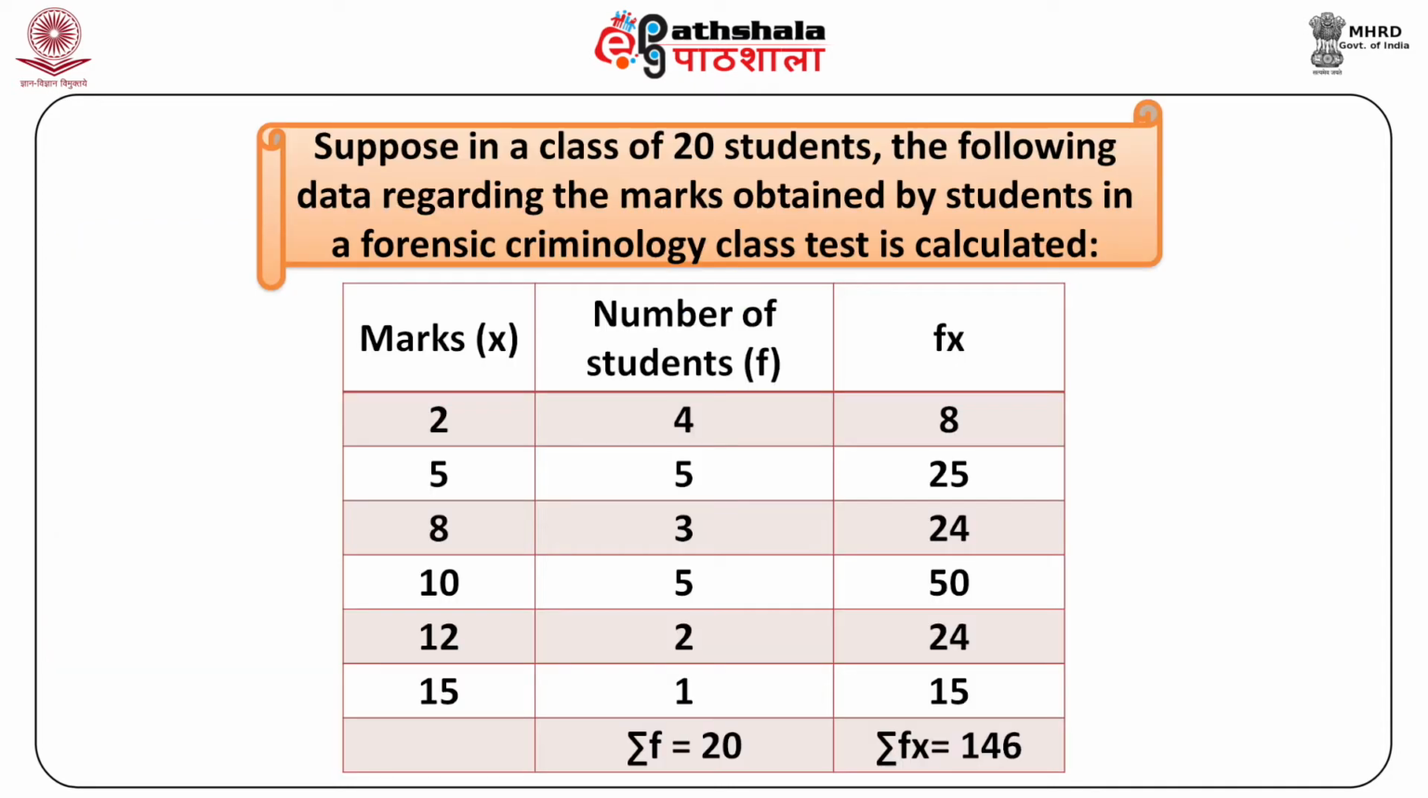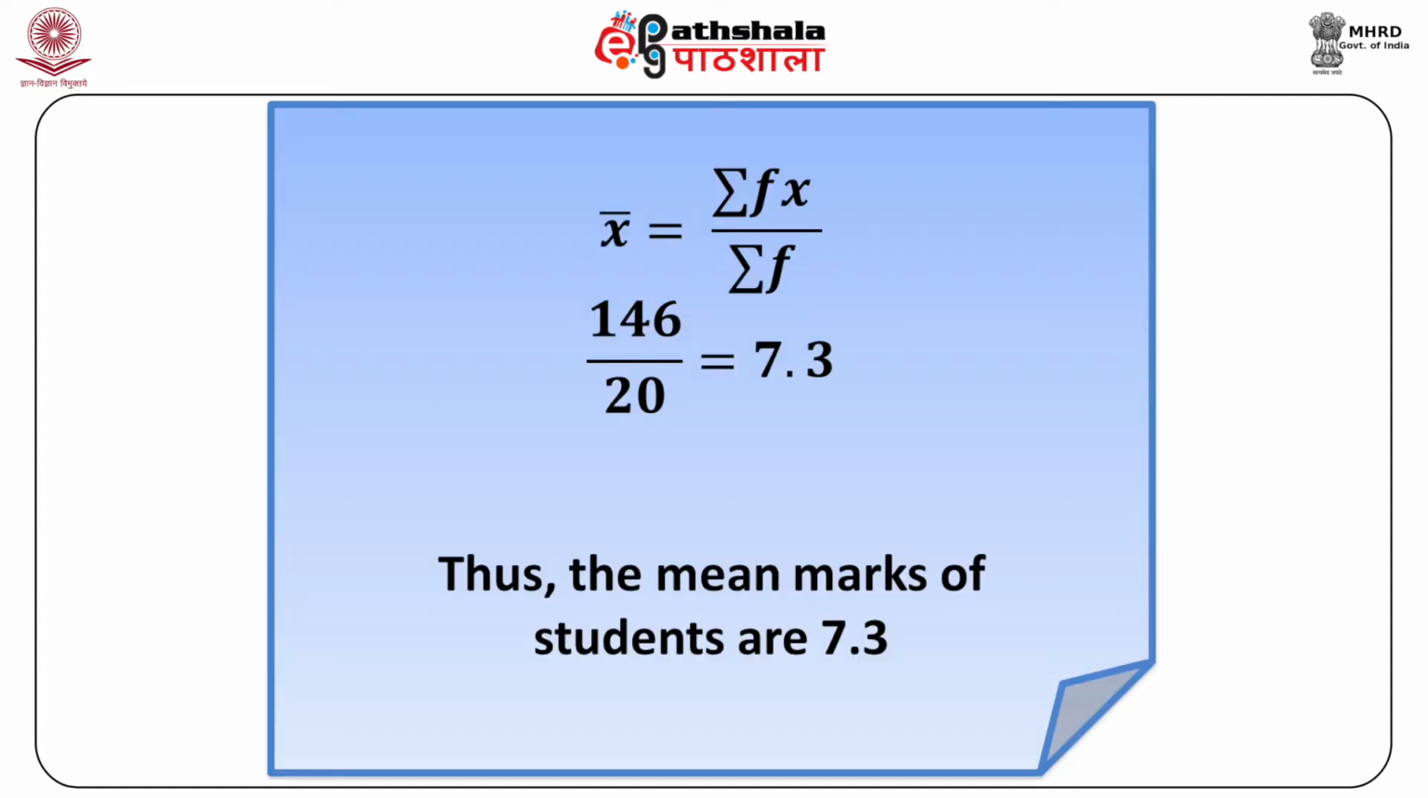Now let us suppose in a class of 20 students, the following data regarding the marks obtained by students in a forensic criminology case test is collected. We have marks in one column, that is x, our observation, the number of students obtaining those marks given by f, that is the frequency, and fx. So we can calculate fx by multiplying x into f, which in all gives summation fx as 146. And from the middle column, that is the number of students, we can calculate summation f as 20. So x bar, that is the arithmetic mean, is obtained as 146 upon 20, giving a value of 7.3.